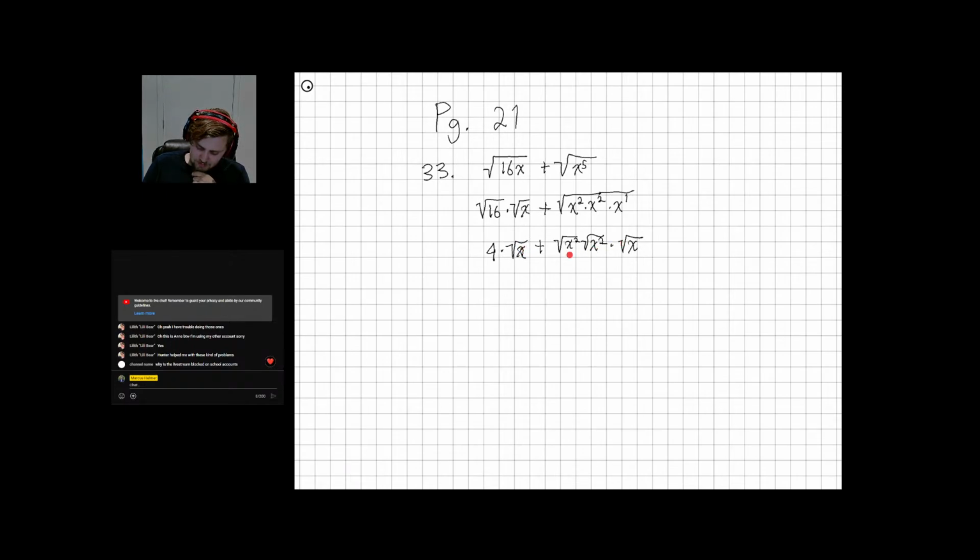And this is going to become 4 times square root x plus x times square root x. And the same sort of deal, I notice a shared factor of square root x, so I can factor that out to get 4 plus x squared times square root x. Okay.